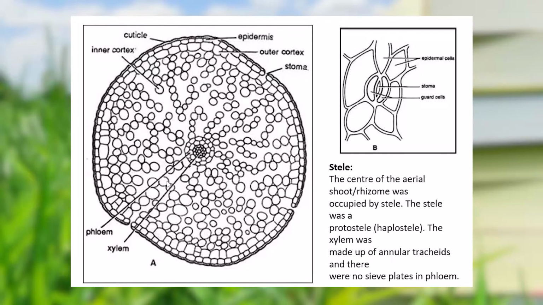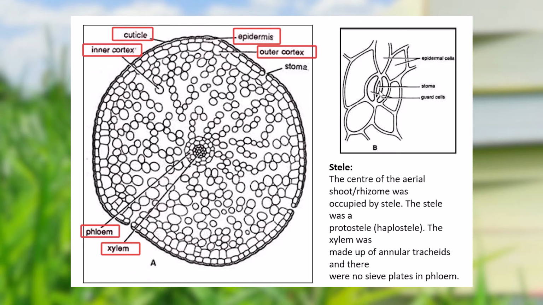In this picture, you can easily see what I was just talking about. The outermost layer is a single layer of cuticle followed by the epidermis. After the epidermis lies the cortex. The outer cortex is formed of large, compactly arranged cells. Below the outer cortex is the inner cortex, formed of loosely arranged cells. The size of the cells is a little smaller than the outer cortex and large intercellular spaces are easily seen. At the middle of the cortex lies the stele. The stele is protostele or haplostele in nature, and the central core of xylem is surrounded by phloem. But there are no sieve plates in the phloem.